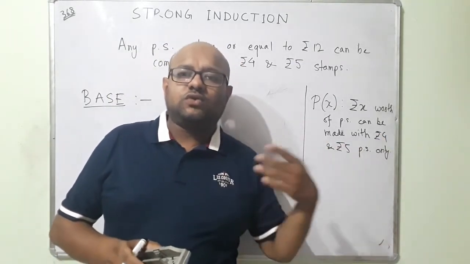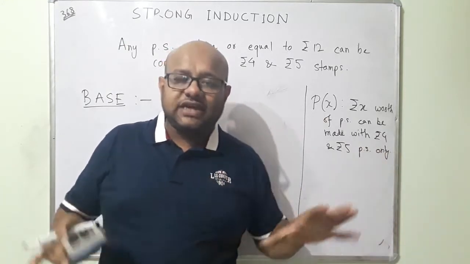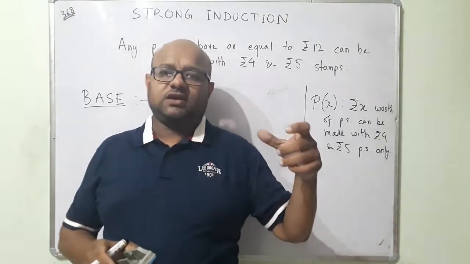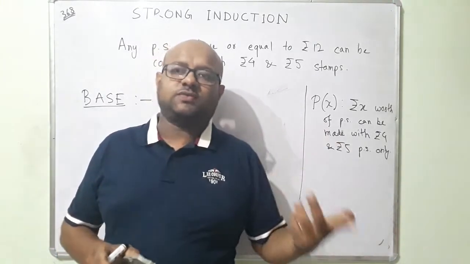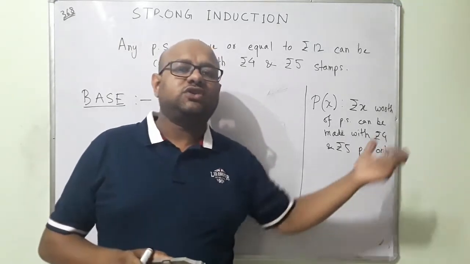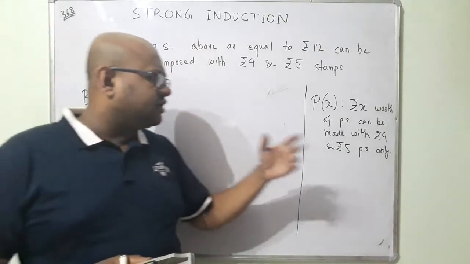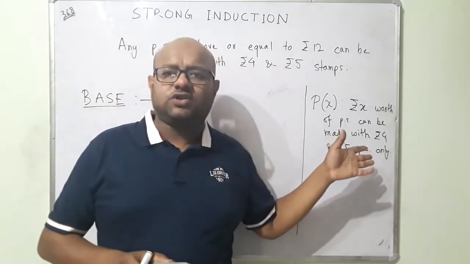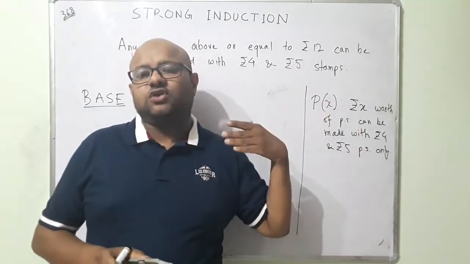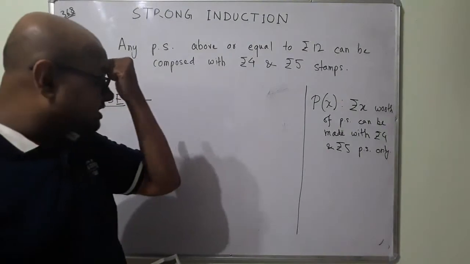Okay, so 12 rupees and anything above 12 rupees, that is the set that we are talking about. We are not talking about, say, 4 rupees or 3 rupees worth of postage stamp. Of course, we cannot make 3 rupees worth of postage stamp using only 4 rupees and 5 rupees. Similarly, we cannot make, say, 7 rupees worth of postage stamp using only 4 rupees and 5 rupees. So we are talking about 12 and more than 12.